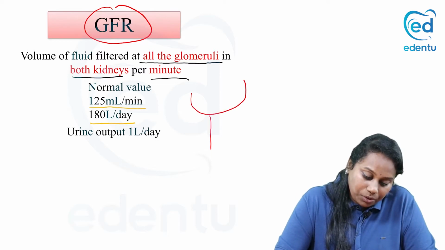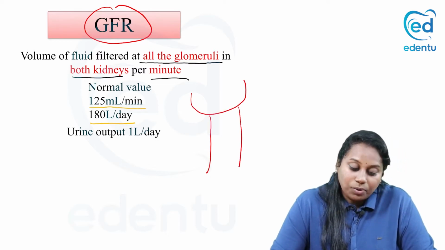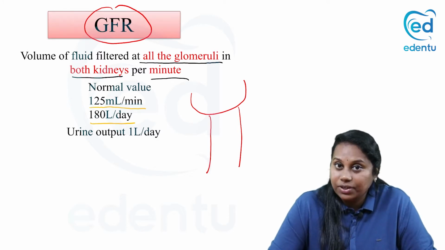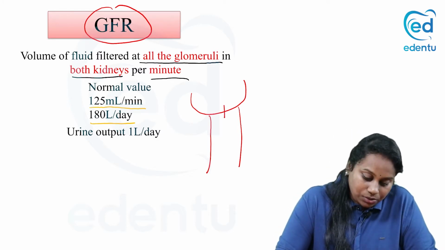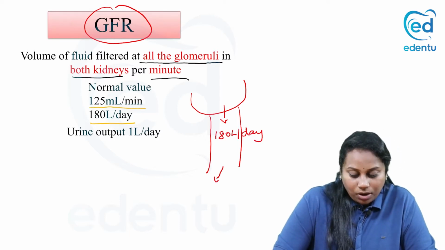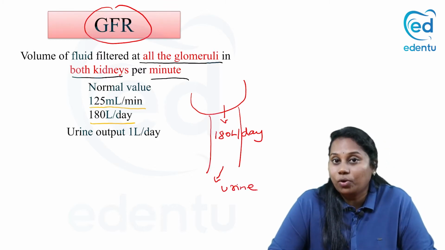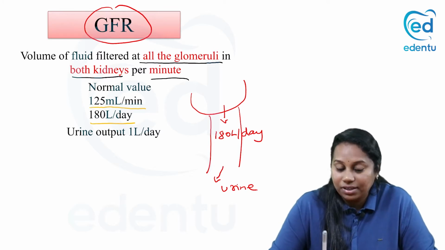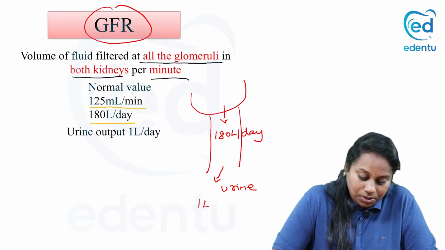So we'll do a small calculation. Look at this, the glomerulus and the tubule. So what am I saying? In one day, 180 liter is filtered by your glomerulus. So what comes here is 180 liter per day. What comes out as urine? What is your normal urine output? Yes, only 1 to 1.5 liters per day. So around 1 liter per day.